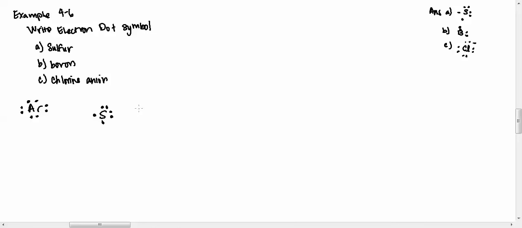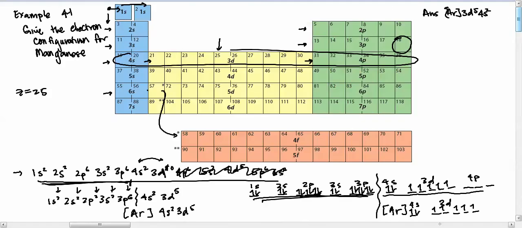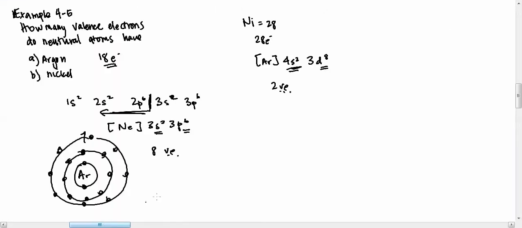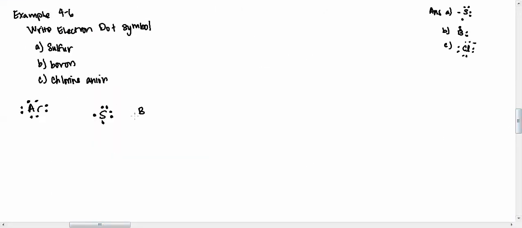For boron, let's see, doing our lazy way of doing it, boron's 5. It has 3 valence electrons. We can kind of look at that straight off. And so boron looks like this. It's got 1, 2, and then a third one. You start up at the top. Now chlorine. Okay, chlorine looks like this.